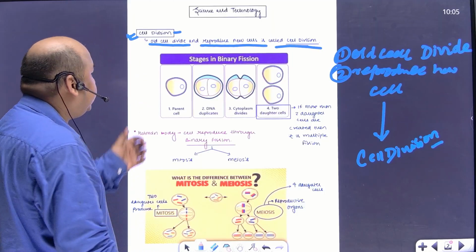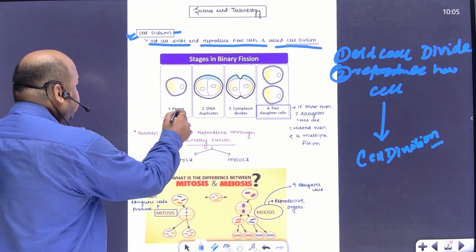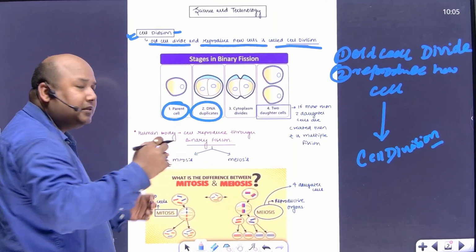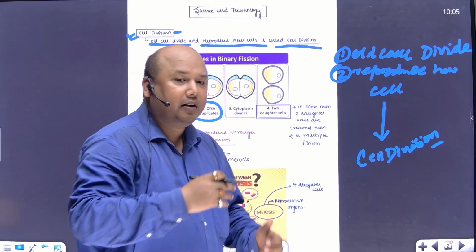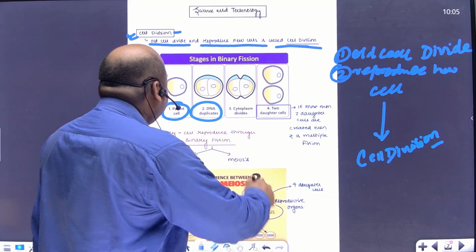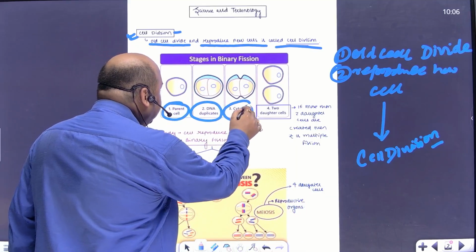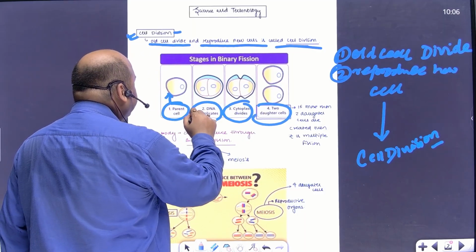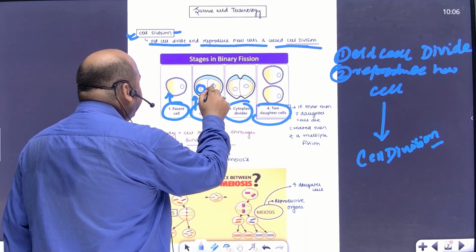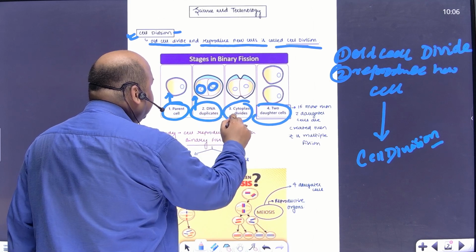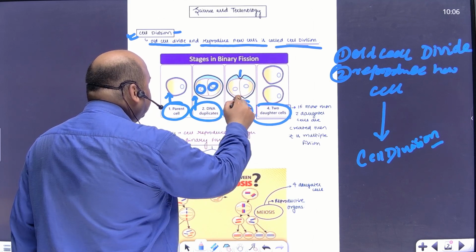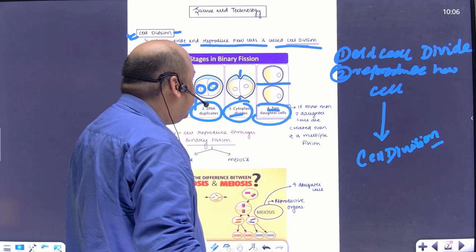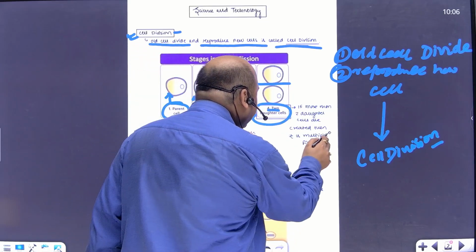Let's talk about the stages in binary fission. First stage is the parent cell. Second stage, the DNA replicates. Replicates means it starts to produce a copy. Then the cytoplasm divides and two daughter cells form. This is the parent cell, then we come to DNA replication. You can see the DNA replication here and the cytoplasm divides. This is the division that is happening and this is the breakdown. Two daughter cells are formed. If more than two daughter cells are created, then it is called multiple fission.